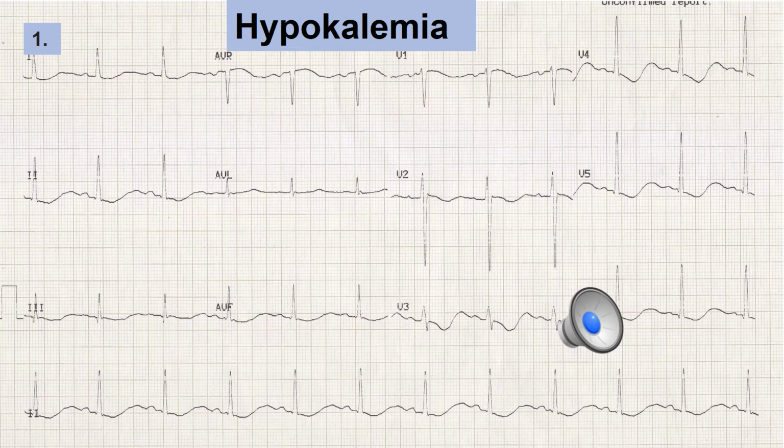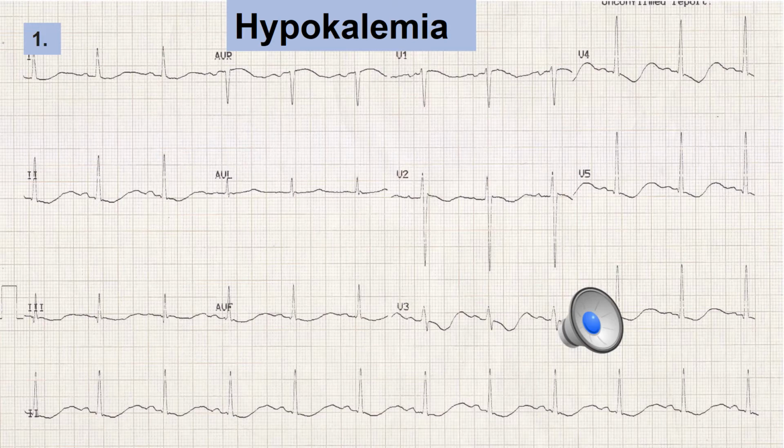Okay, so number 1 was hypokalemia. The big giveaway here was that elevated TU wave. So you can kind of see in lead 2 especially how that T and U wave kind of merge together. You can also see how the ST segment depresses a little bit. So both of these are key identifiers for hypokalemia.